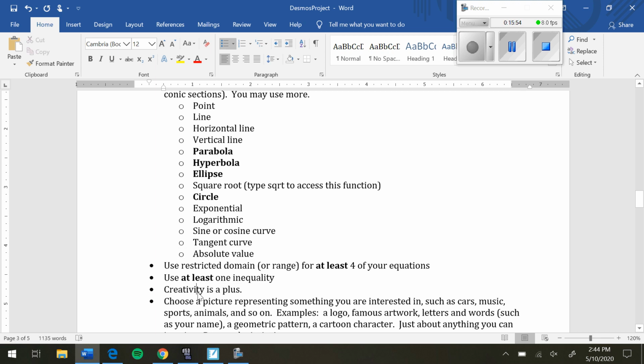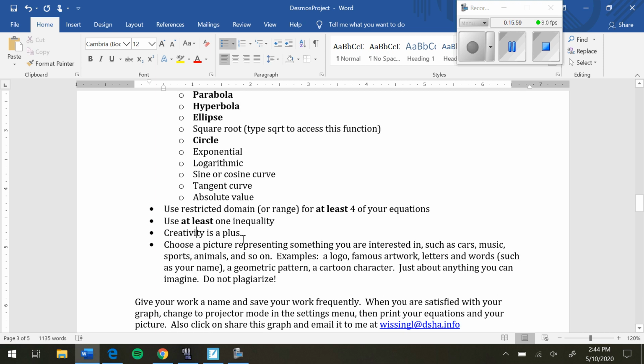Creativity, of course, is a plus, but honestly, I'm not looking for you to be Picasso here. You can do something that represents something you're interested in. I don't know if any of you are interested in cars, but maybe music, sports, animals, whatever. You could do a logo. You could do a famous artwork or letters or words. Honestly, if you're looking for something that's not crazy, just do your name. You could just do a pattern or a colorful character. You can make a flower. It doesn't really matter, whatever is interesting to you.